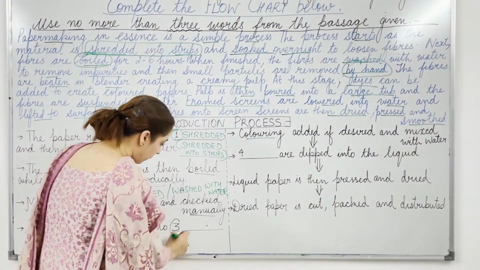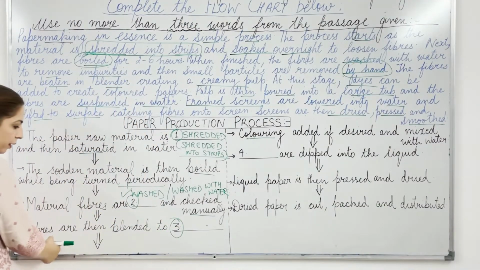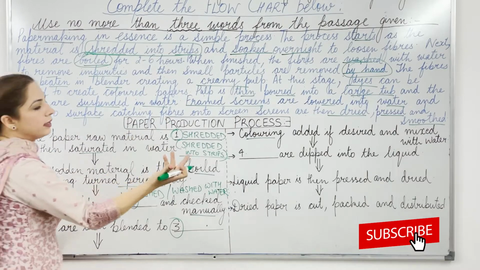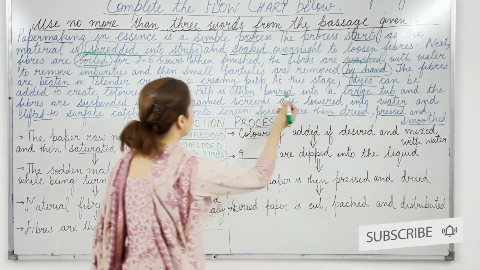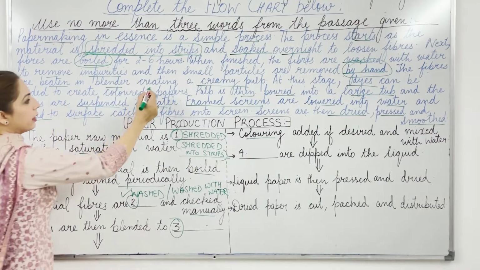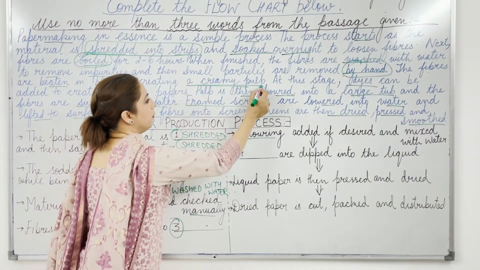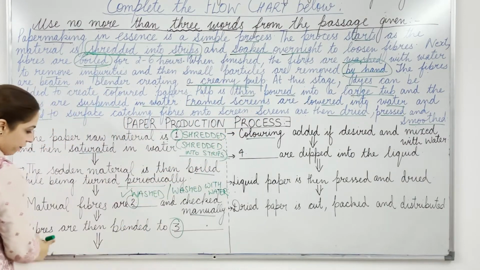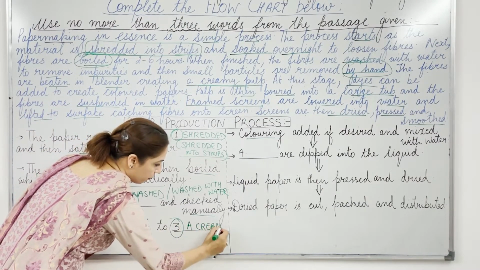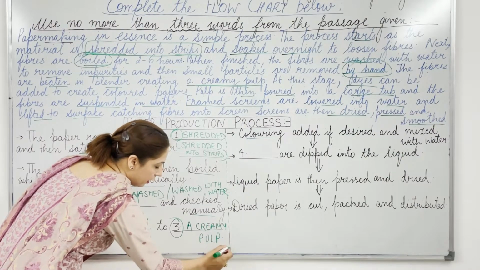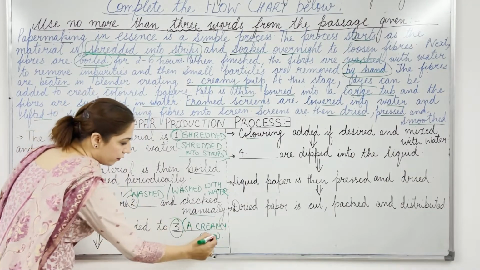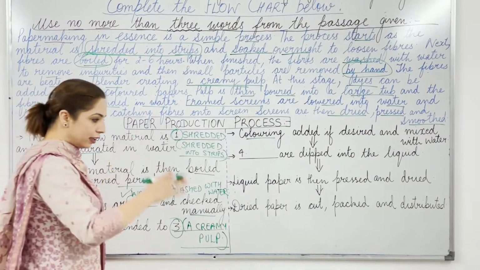Shifting on to the third part, or third blank, of the flow chart. Fibers are then blended to dash. So here you have to look at what the blending line gives and continue that. The fibers are beaten in a blender, creating a creamy pulp. After blending, what did it become? Creamy pulp. Fibers are then blended to a creamy pulp. So again we qualify the instruction, a creamy pulp, that is not more than 3 words. I hope it is clear to everyone.